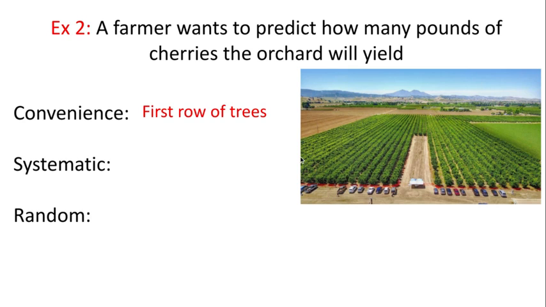For systematic, he could look at every 10th tree. So he's still not looking at all of it because he wants a sample, not the whole population, but he's getting more trees and trees from all over the orchard.